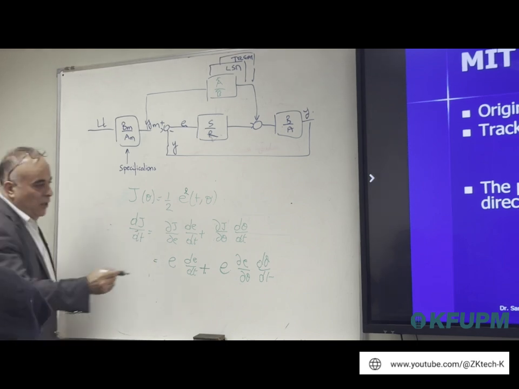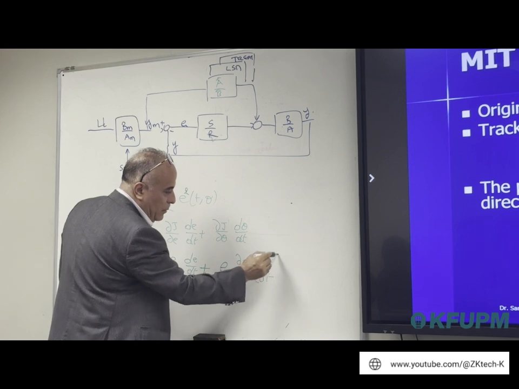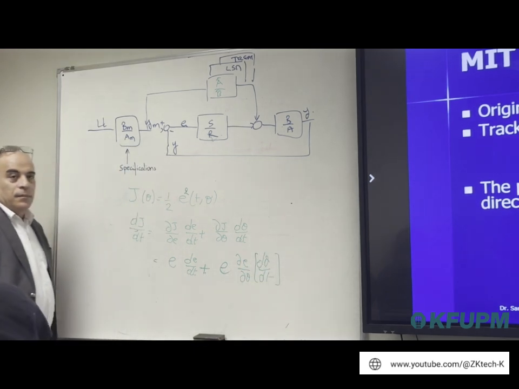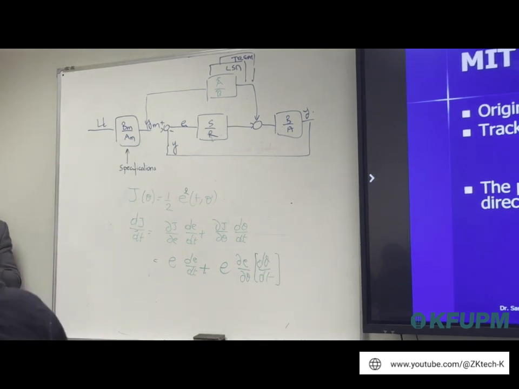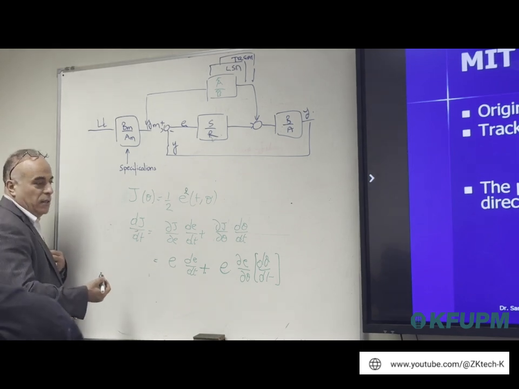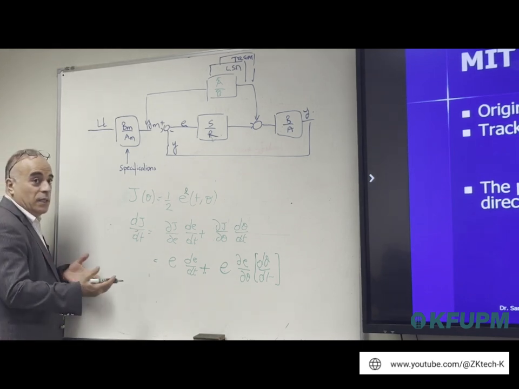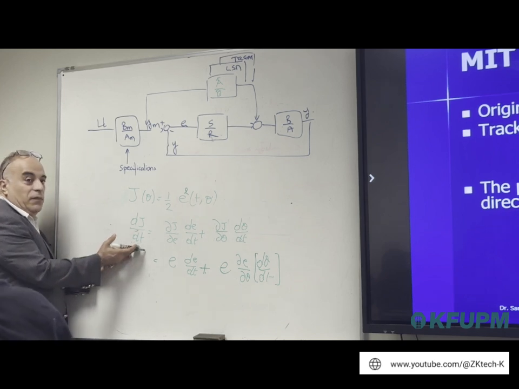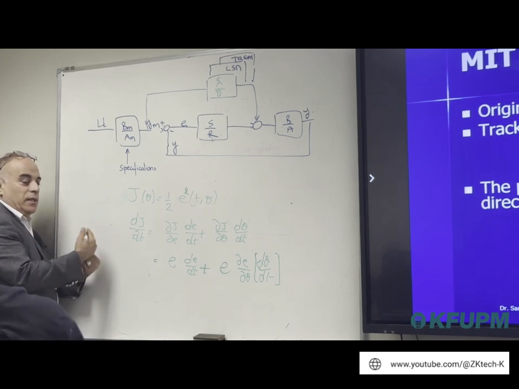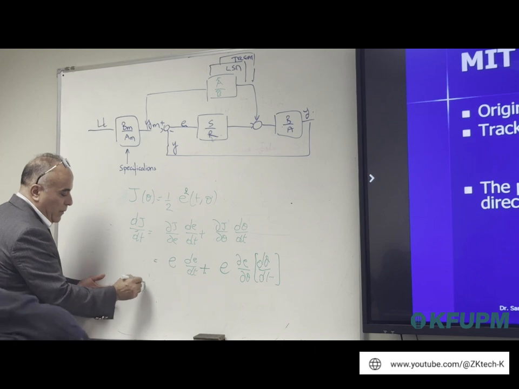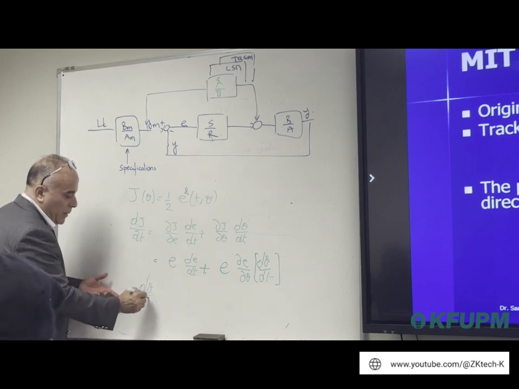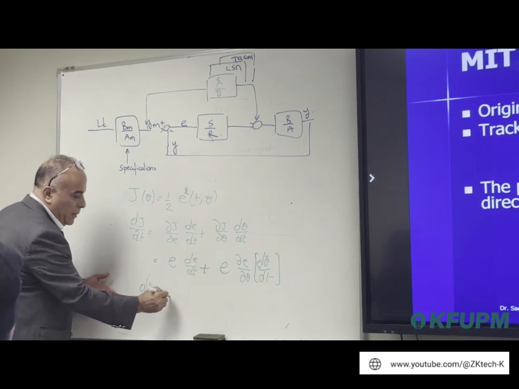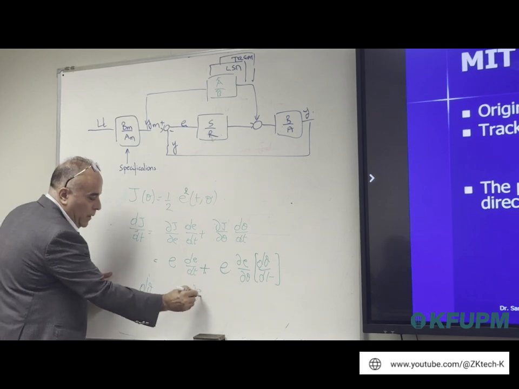So an ideal choice of the derivative of theta with respect to time. I'm imposing how theta will change with respect to time. An ideal selection of the derivative of theta with respect to time, that will give me the derivative of J in the opposite direction of the gradient, is if I put the derivative of theta with respect to time equal to minus e times the derivative of e with respect to theta.